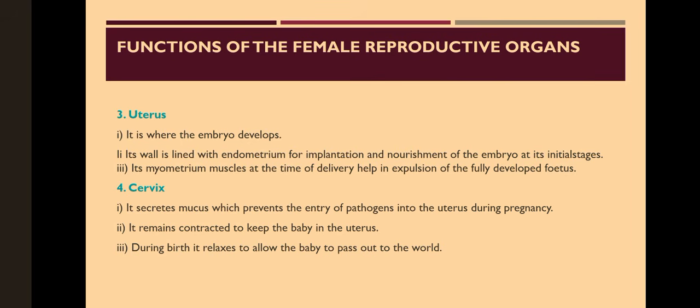Function number two of the cervix is that it remains contracted when the baby is still in the uterus to ensure that that particular baby or fetus is kept intact in the uterus. Function number three of the cervix is that during birth, it relaxes to allow the baby to come out of the uterus and into the world.